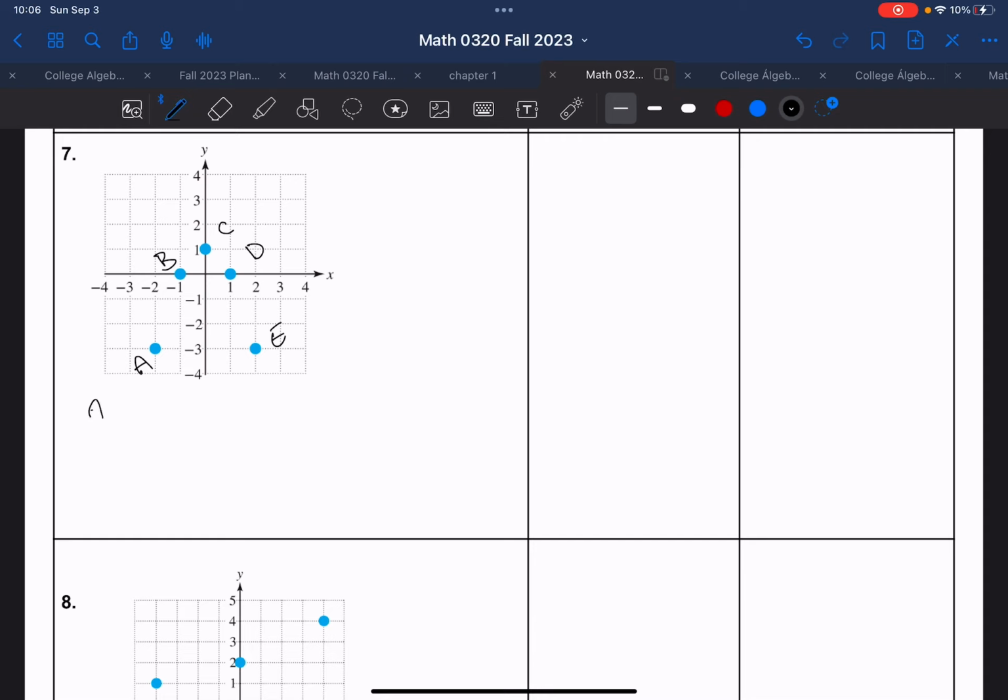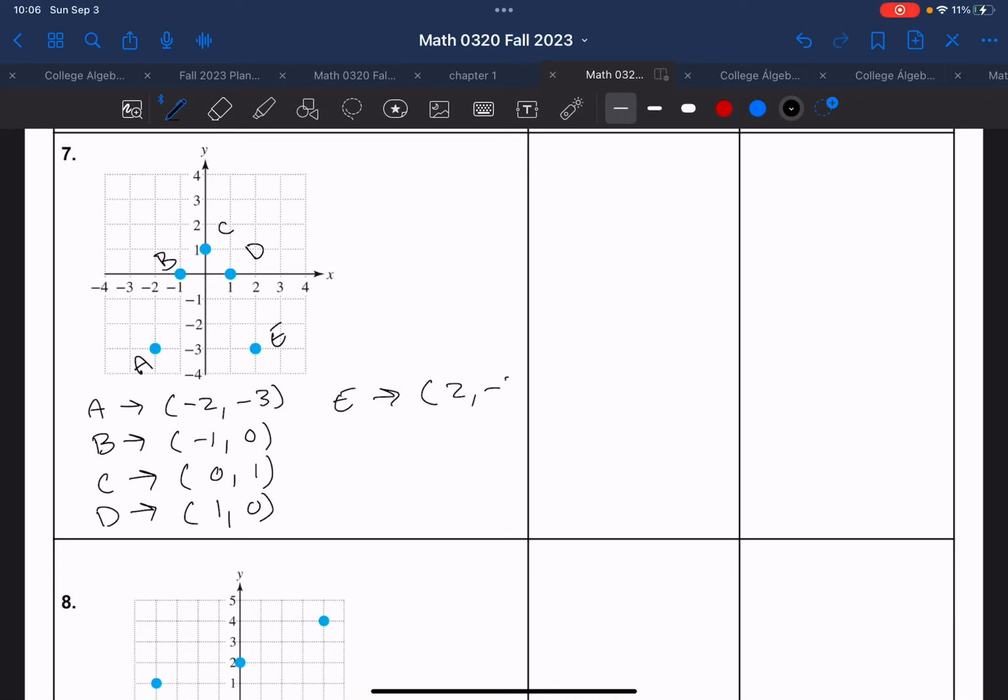So looking at A, this ordered pair would be negative 2, negative 3, because I'm looking at the x's and then looking at the y's. B would be negative 1, 0. C would be 0, 1. D would be 1, 0. And lastly, E would be 2, negative 3.